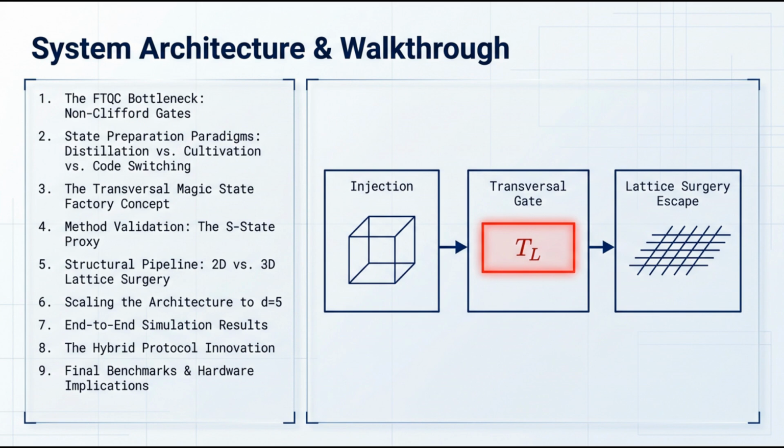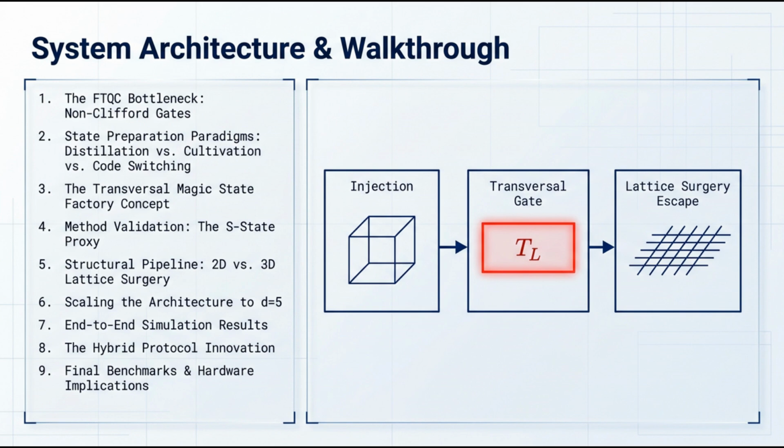The diagram on the right illustrates the core 3-stage pipeline of the proposed magic state factory. First, state injection into a doubled color code. Second, the application of a transversal logical T-gate. And third, the escape into a rotated surface code via lattice surgery, isolating the complex 3-dimensional code preparation from the main processor.